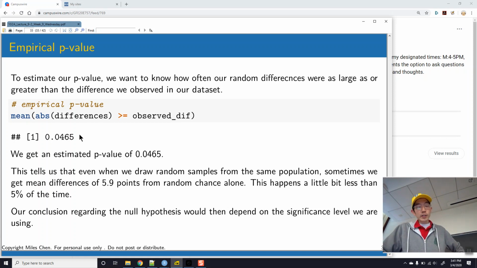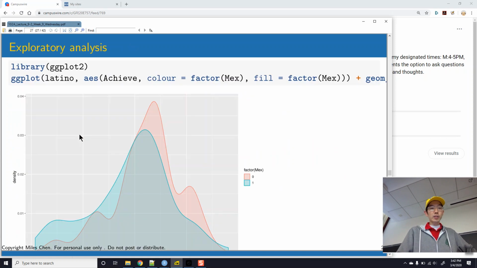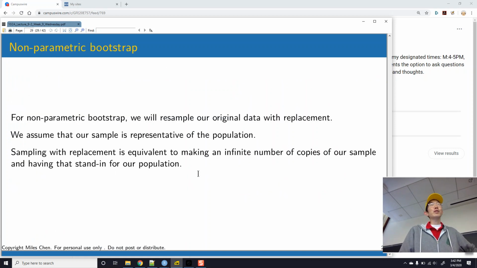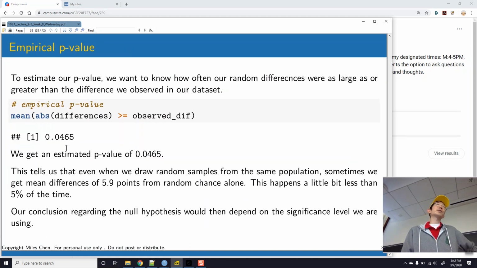And so this says that even if we drew samples from the same population, sometimes we get a difference of 5.9 or more from random chance alone. This happens a little bit less than 5% of the time. Our conclusion, whether we reject the null or don't reject, will depend on our significance level. If we go back to the t-test, our p-value is 0.0459, and we're getting 0.0465. So our empirical p-value aligns quite closely. That's a good sign for us, and also probably an indication that the t-test assumptions are probably okay.